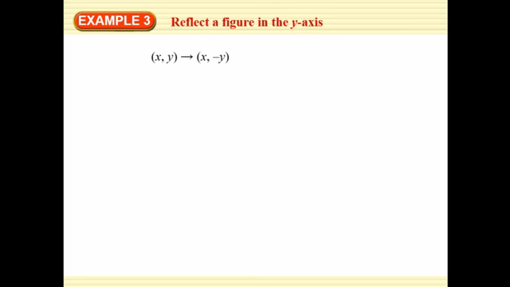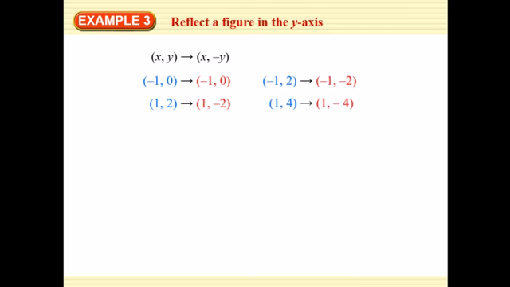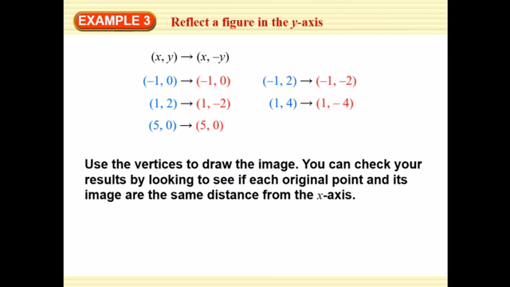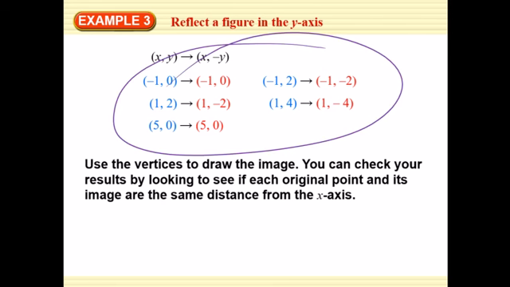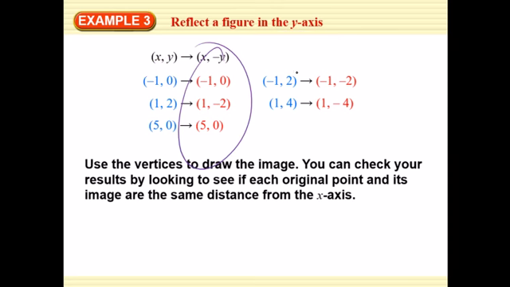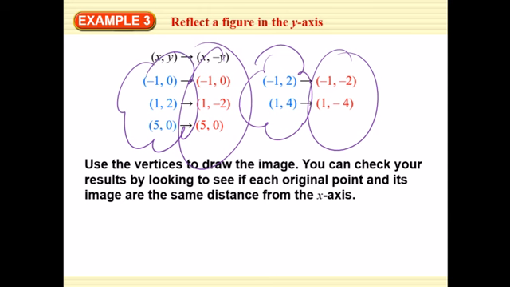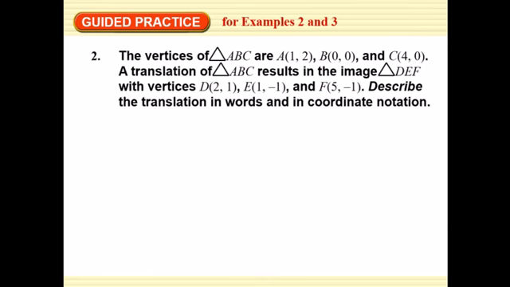Alright, so I'm going to list out a couple of points here. I'm going to list out the vertices and connect them. So one was -1, 0. And when I multiplied 0 by -1, I got 0. And then -1, 2 became -1, -2. And so on and so forth. So then I would graph all of these points, or all of my images, I guess, in addition to the original figures that I already have, the original points, and that's going to maintain the distance.